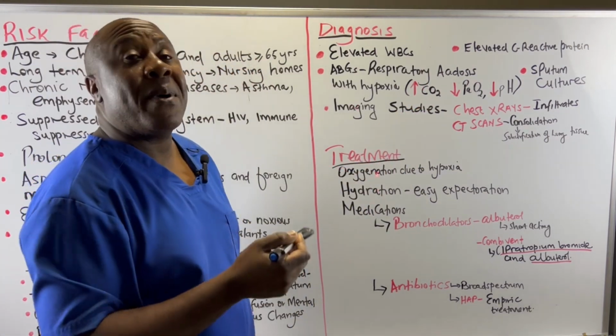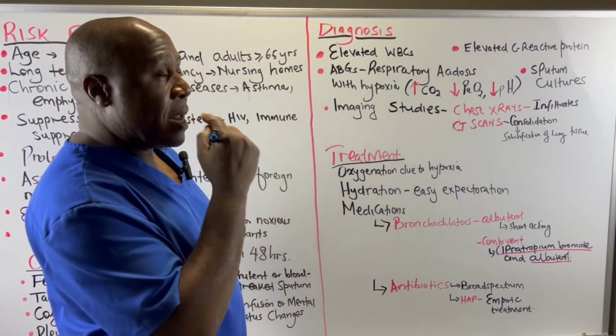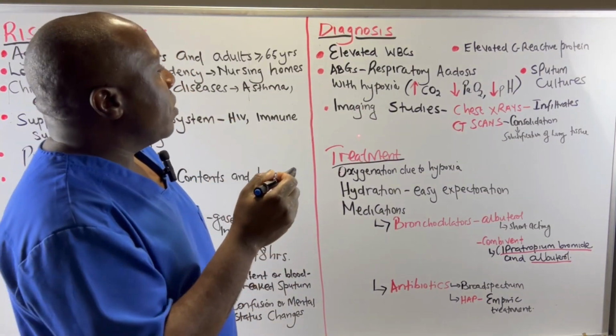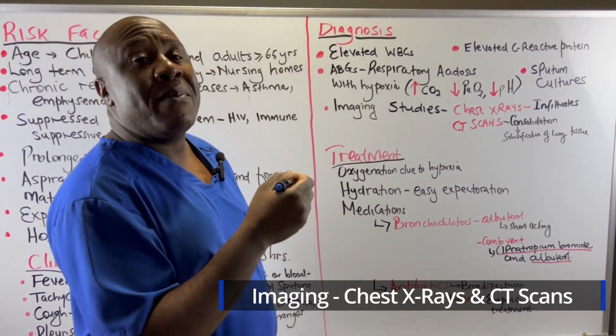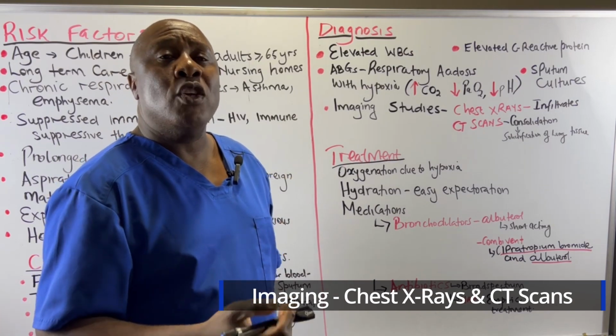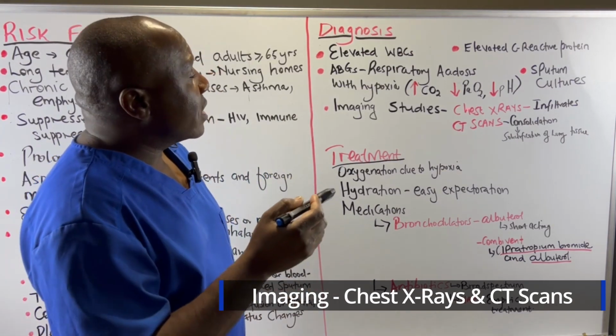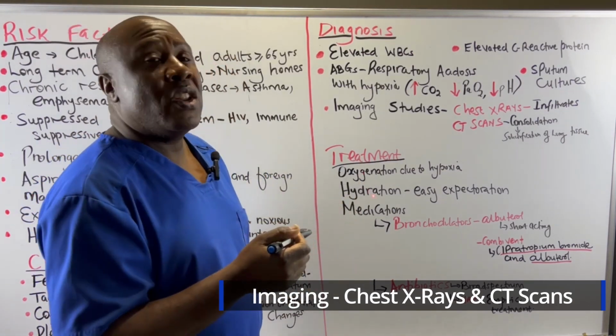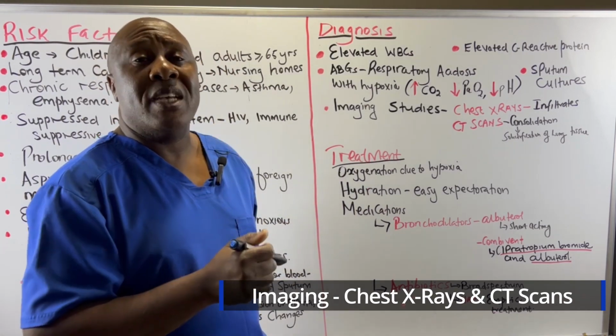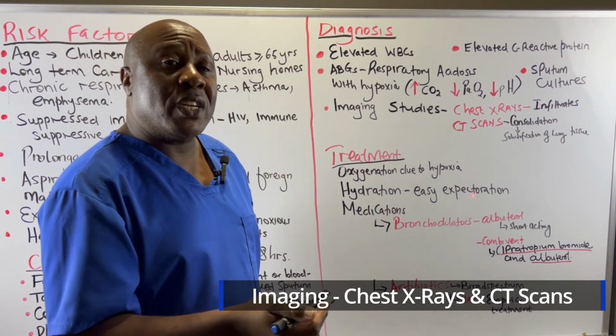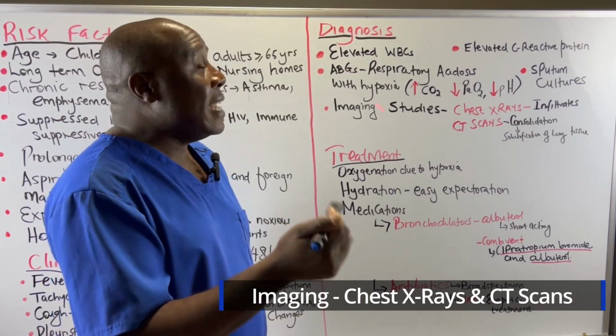So ABGs help us to confirm this particular pneumonia. And then we also have imaging studies. There are imaging studies that can be done to diagnose this pneumonia. For example, chest x-rays always show infiltrates in our lungs. Remember, infiltrates are those substances that are denser than air.